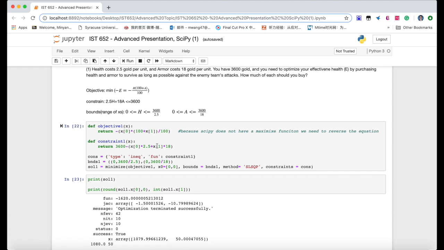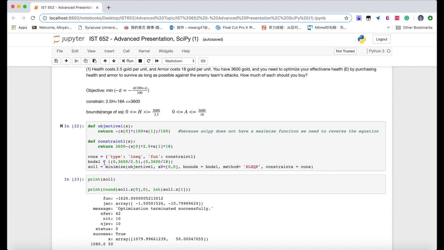For the constraint, we need to have a function greater or equal to 0, so we need to move the left side of the constraint to the right side, which is 3600 minus the amount of money spent on health and armor. The constraint element in the Scipy minimize function should be a dictionary where the type is inequality, and the function is the constraint function we just defined.